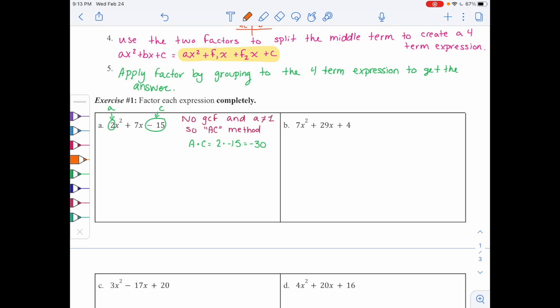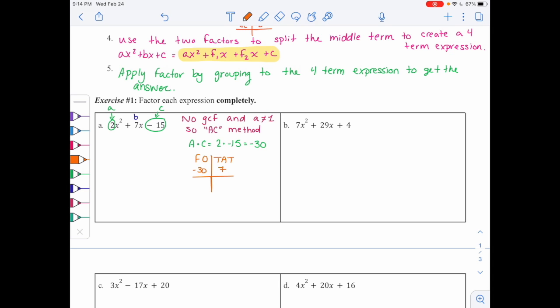So now I apply FOTAT. Factors of negative 30, right? Factors of AC that add to what's B? B is 7. So factors of negative 30 that add to 7.